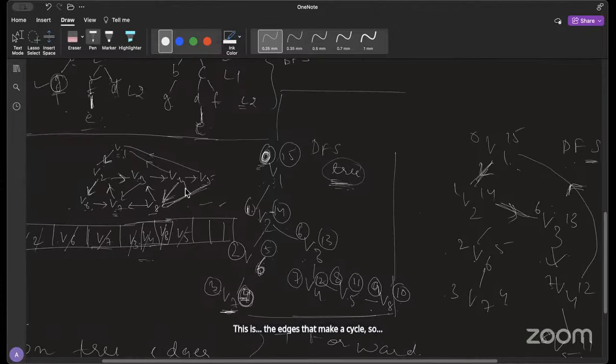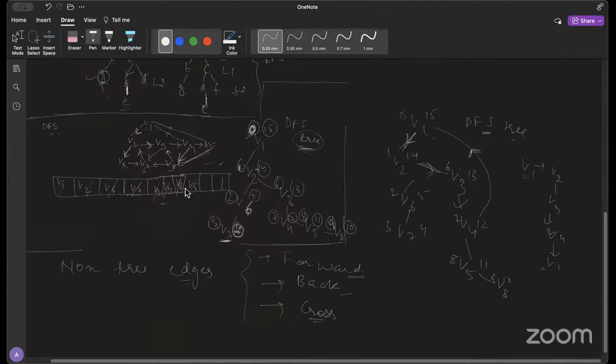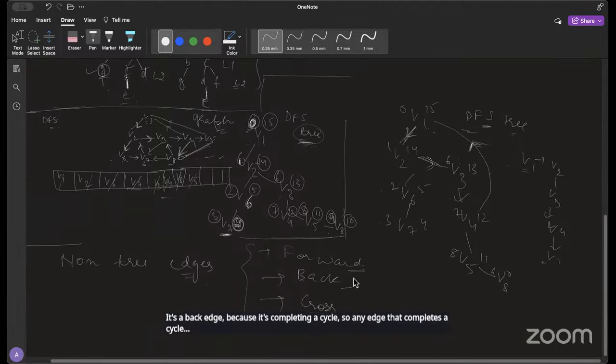So we know that there are some edges in this. This is your graph, and this is your DFS tree. In your original graph, there are some edges that are not present in the DFS tree, and this V4 to V1 edge is one of those edges, right? V4 to V1 is an edge which is present in the graph, but it's not present in your tree. That's why it's a non-tree edge. And what kind of non-tree edge is it? It's a back edge because it's completing a cycle. So any edge that completes a cycle is a back edge.